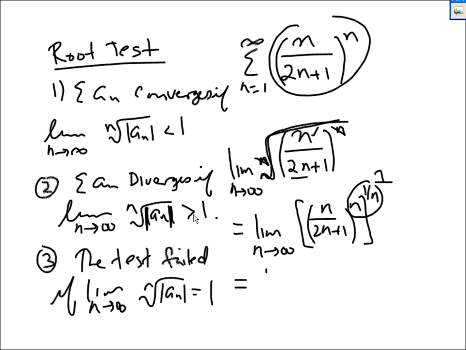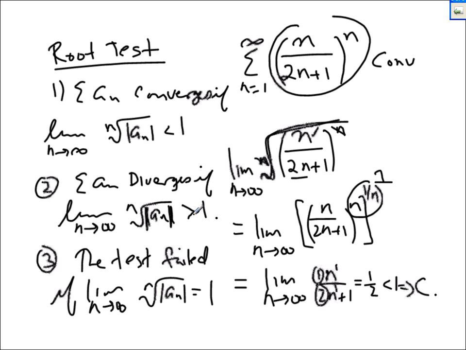Okay, so we just need to take the limit as n goes to infinity of n over 2n plus 1. The degree on the bottom is 1. That's the highest power of n. On top, it's also 1. I divide the numbers in front. I get a half, which is less than 1, which implies it converges. This converges by the root test.